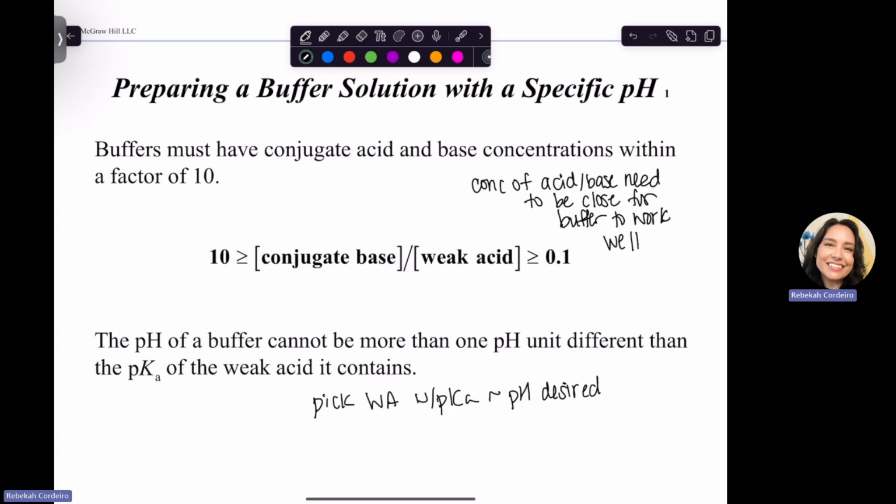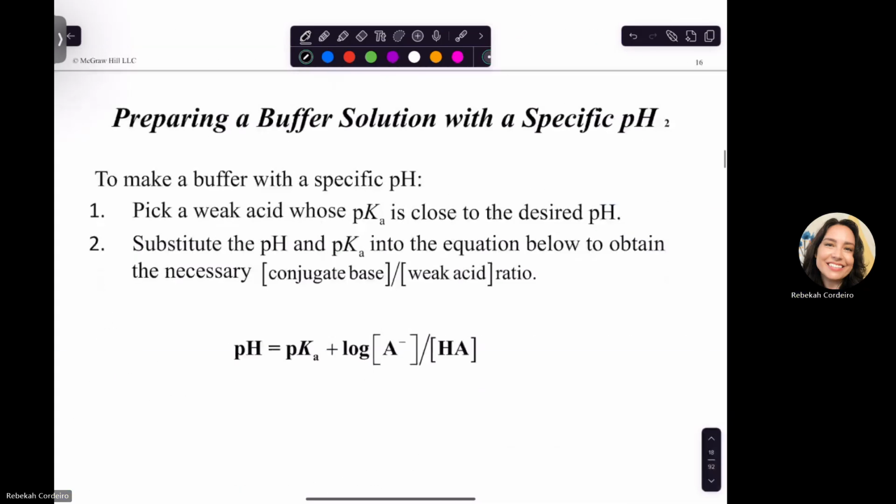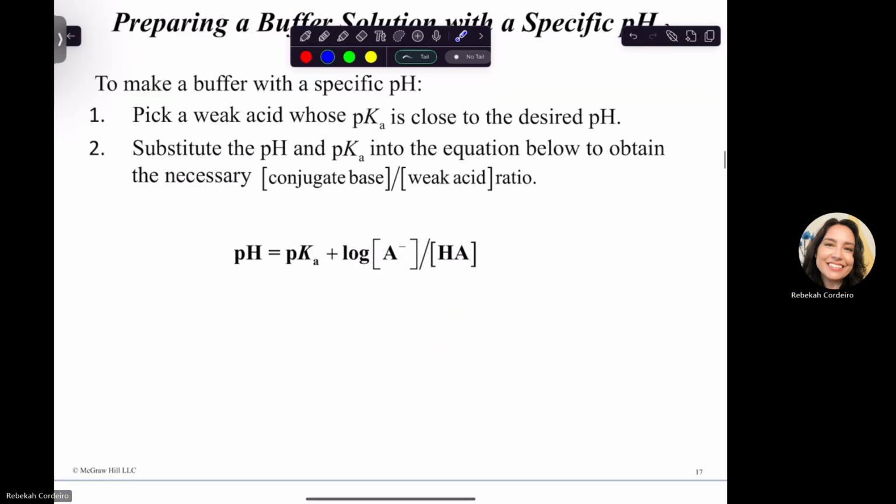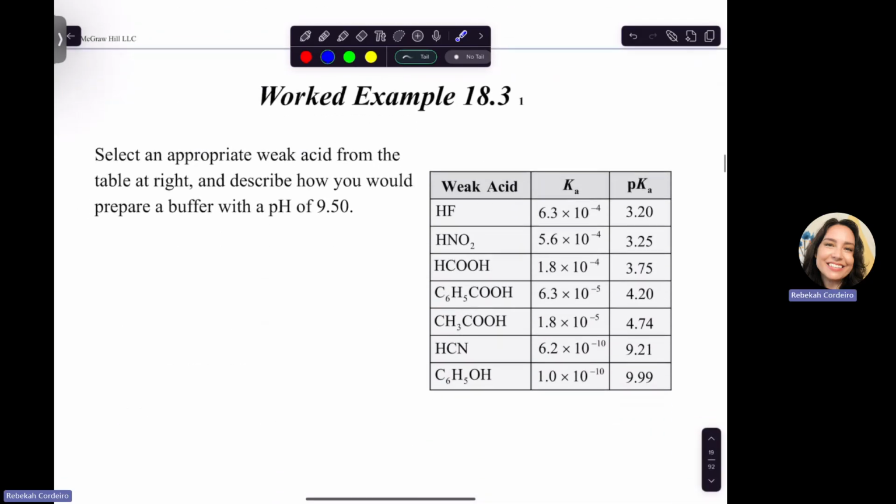We go look at a chart, we figure out what acid has a pKa close to the pH that we want. So here's what I was just saying. Pick a weak acid whose pKa is close to the desired pH. And then if you want to figure out exactly what concentrations you need to get exactly the pH you want, you just plug in to figure out what this ratio is. And then we just do like a 1 to whatever ratio. So here's an example.